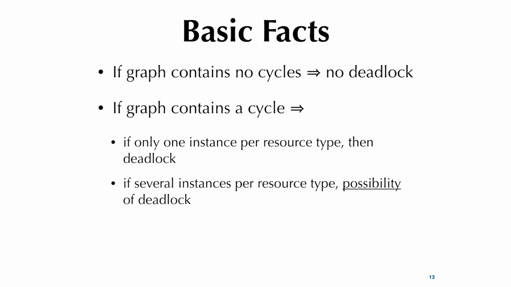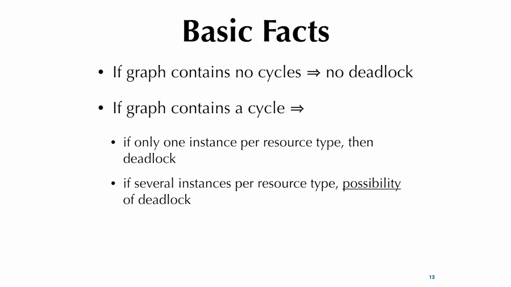Okay, so that's the distinction. And so there are algorithms for prevention, avoidance, detection, and they all need to know: do you have multiple instances of a particular type of resource, or do you have just a single instance? And the algorithms, as you can imagine, would be much simpler if you just have one instance per resource type.